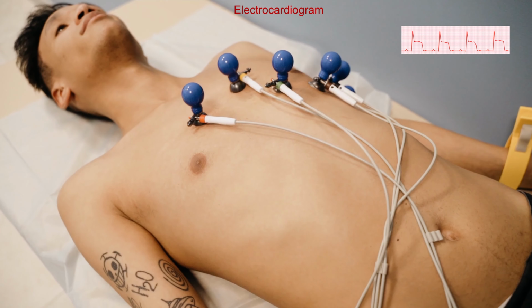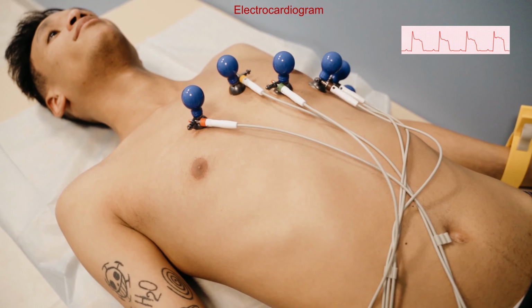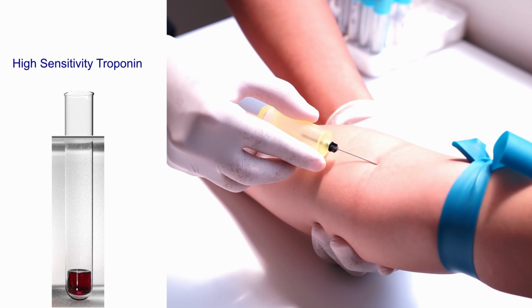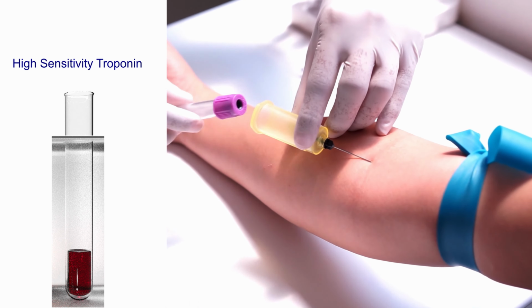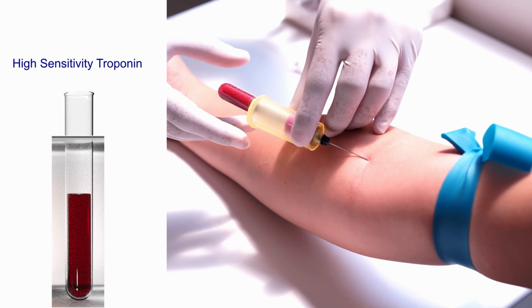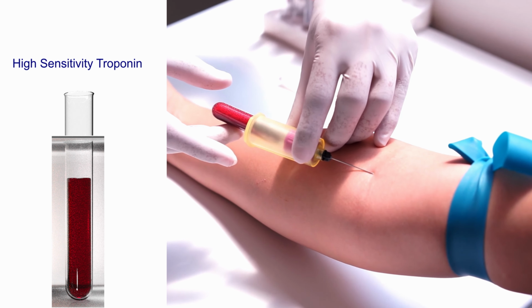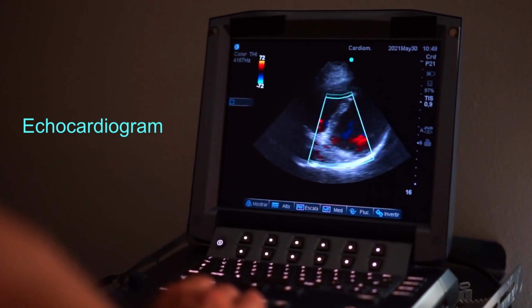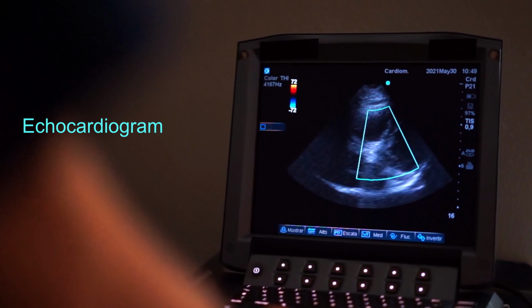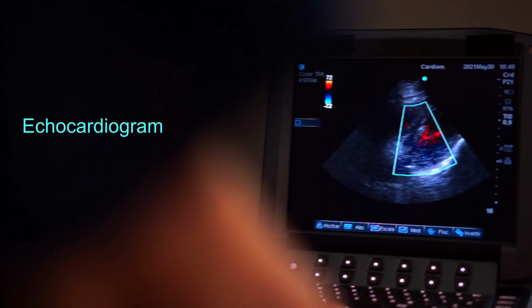An electrocardiogram, also known as ECG, should be performed to identify abnormal electrical activity of the heart. A blood test should be performed to determine the level of cardiac biomarkers. Serum level of cardiac biomarkers such as high-sensitivity troponin is elevated. An echocardiogram can be performed for visual assessment of cardiac structures such as cardiac walls, cardiac chambers, and heart valves.